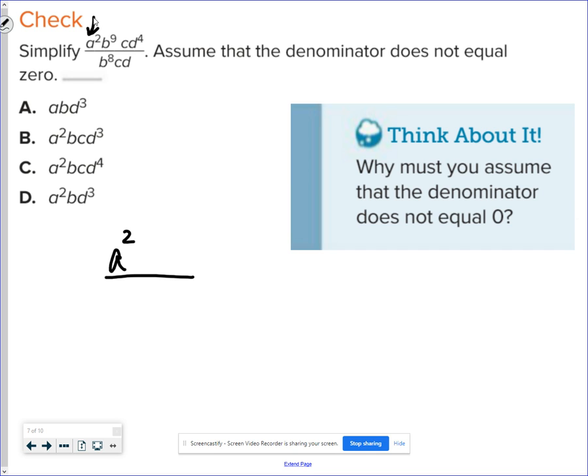Notice none of these answers have fraction answers, so I'm just going to pretend like I'm underlining this. When I look at the b's, I have b to the 9th and b to the 8th. So there's 1 more b on the top. I don't need a 1. The c's are exactly the same. Cancel, cancel, gone. And then there's 3 more d's on the top. So you should have a squared b d to the 3rd, which is letter D.